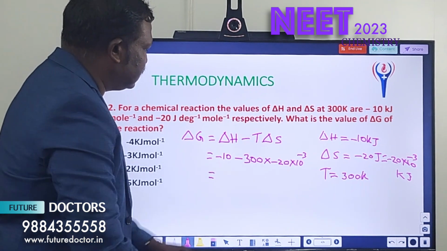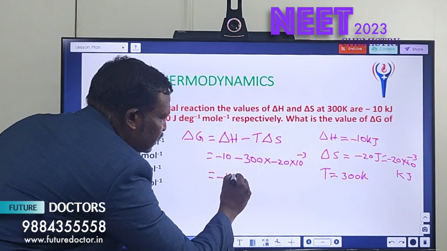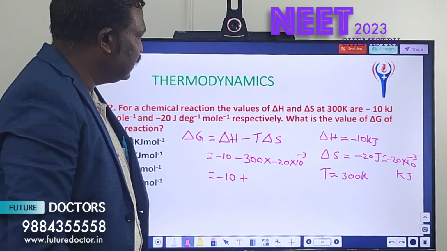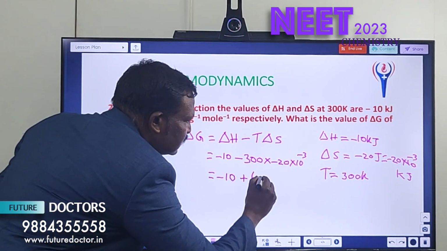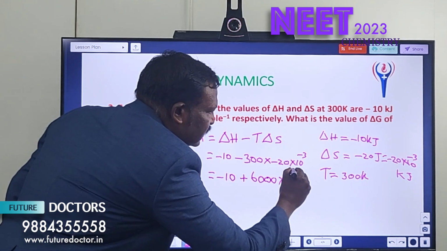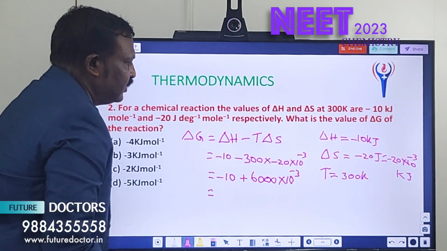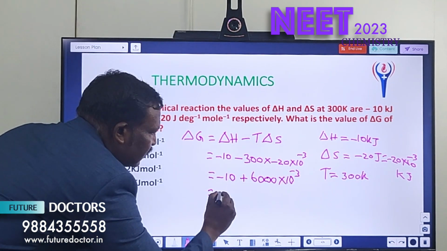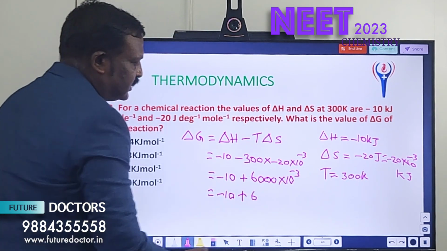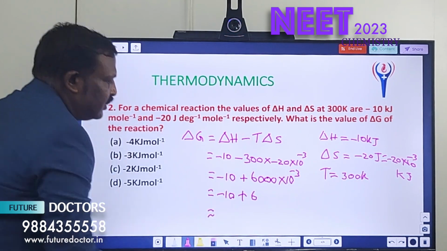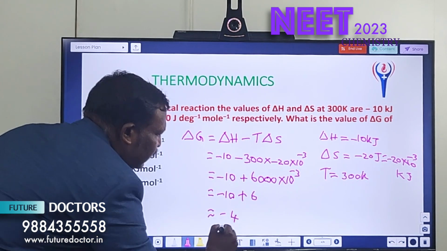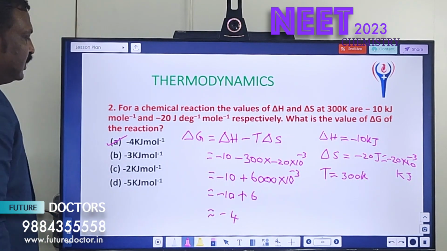Then that minus, so automatically here it will be plus. 300 into 20, we have 6,000, into 10 power minus 3. Understood? That by 1000, it will be what? Minus 10 plus 6 only. By 1000 means it will be 6 only. So minus 10 plus 6, so the answer will be what? That is minus 4. Understood? Simple one. So A is the option. A is the correct answer.